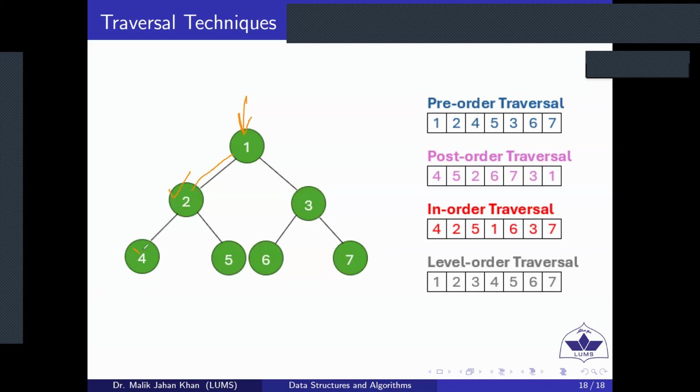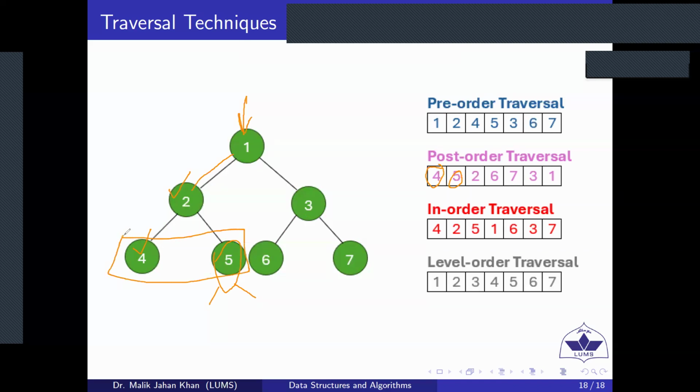So we go to 4 and we check its left child, that does not exist. We check its right child, that does not exist. So it's now turn of 4 to be processed, and 4 is the first item which is processed. Then we go to the right side of 2, which is 5. We check its left side, we check its right side, they don't exist. So 5 is printed.